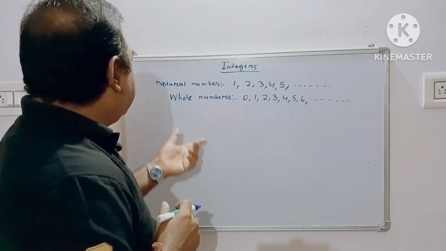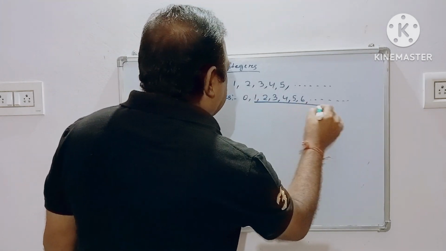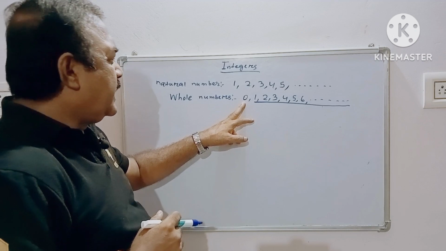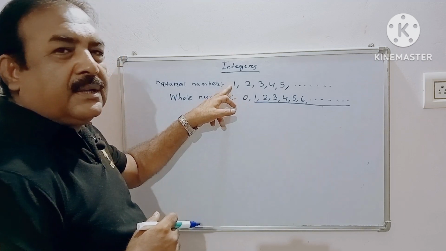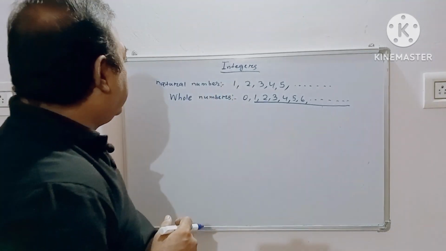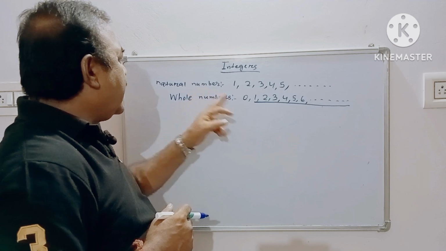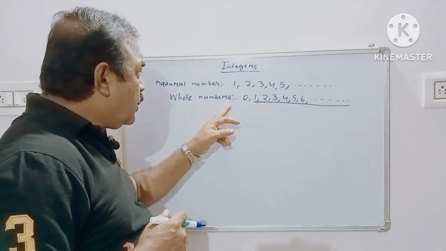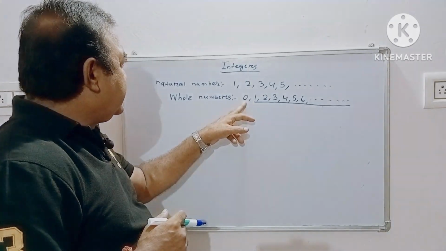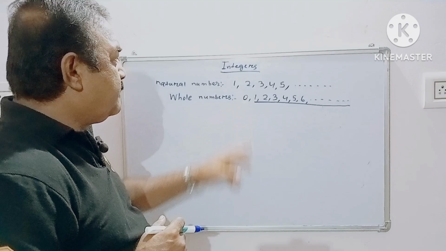So in the whole numbers, there are natural numbers. But there is no 0 in the natural numbers. Okay? So we can tell all the natural numbers are whole numbers, but all the whole numbers are not natural numbers, because 0 is a whole number which is not a natural number. Okay?